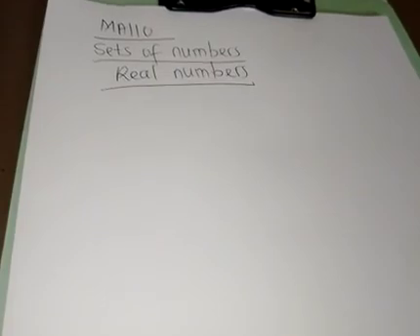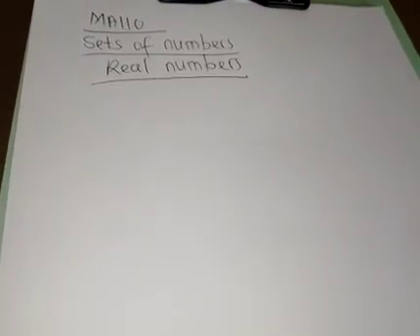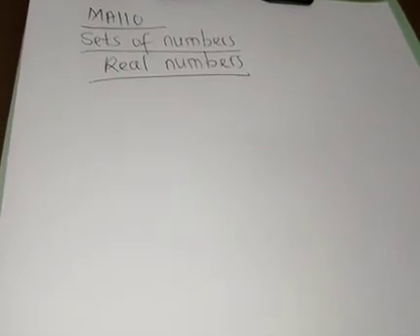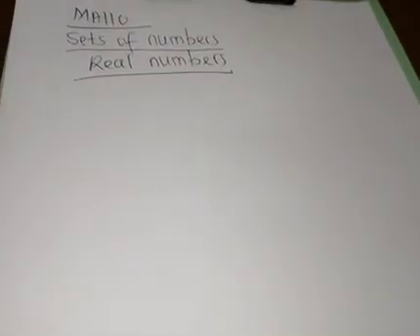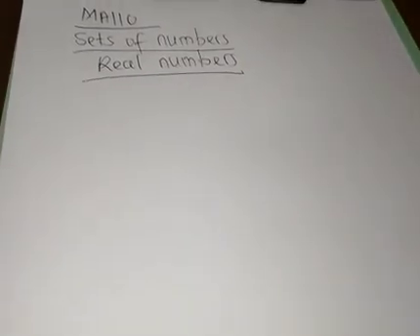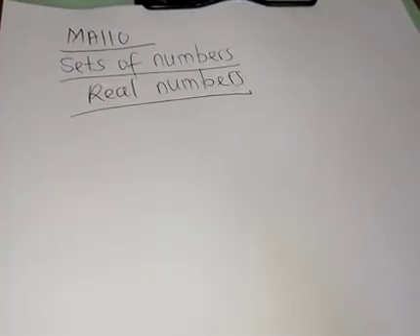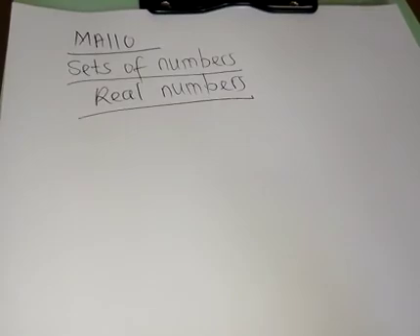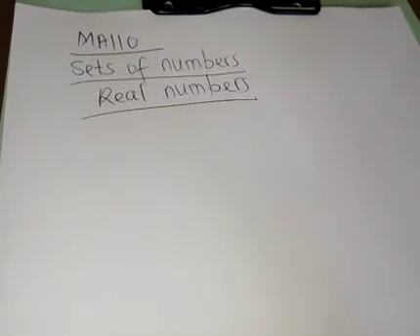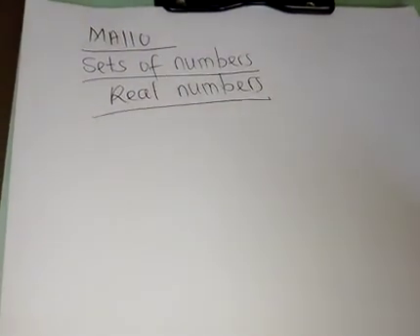So this is lesson 3 on sets of numbers, and we'll concentrate on real numbers. Remember I said that real numbers consist of both rational and irrational numbers. Okay, so we know that there are a lot of methods we can use to represent sets, of which one of them is by using a Venn diagram, by listing, by describing, even using set builder notation. So those are just some of the methods used to represent sets.